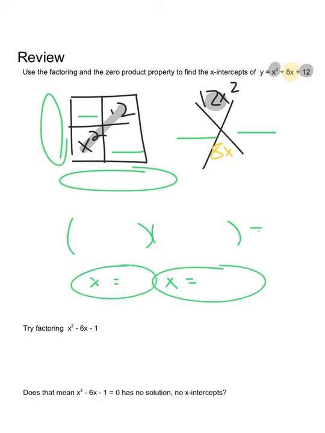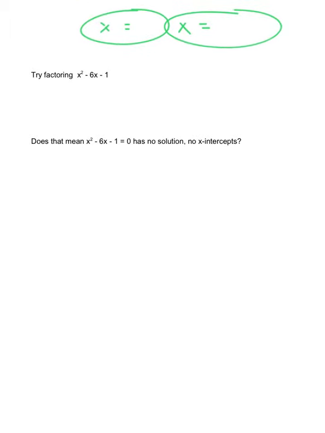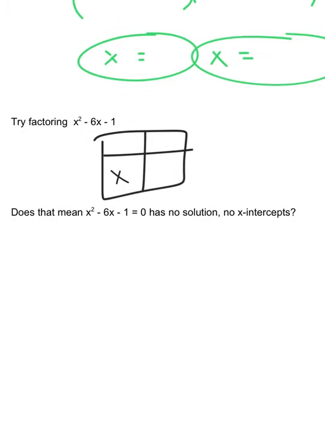as if you were trying to solve when it's equal to 0 to find x-intercepts. So that's the one you're doing on your own. My example is down here. If we try factoring x squared minus 6x minus 1, we put in the x squared and the minus 1. We do the diamond problem.